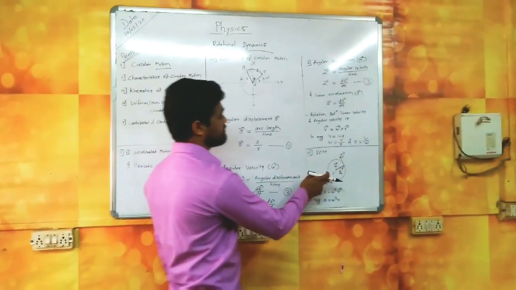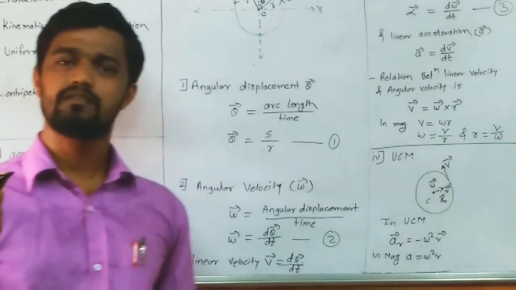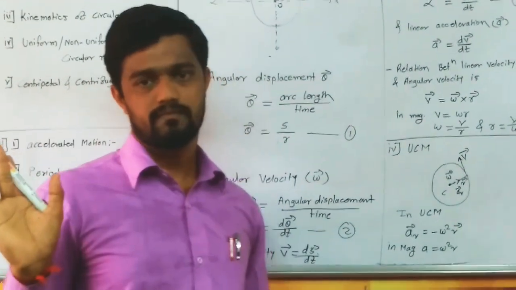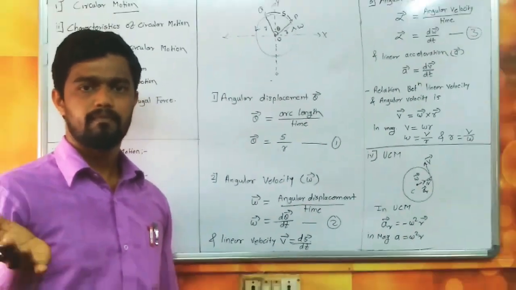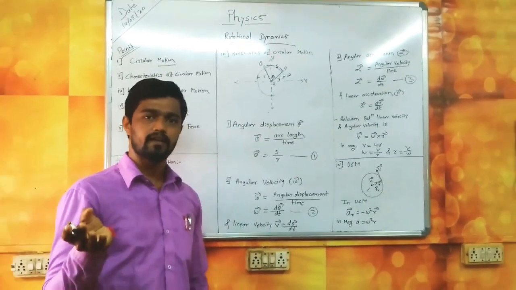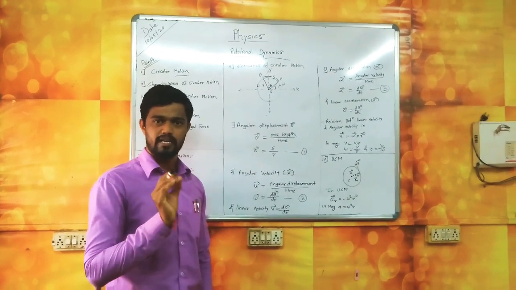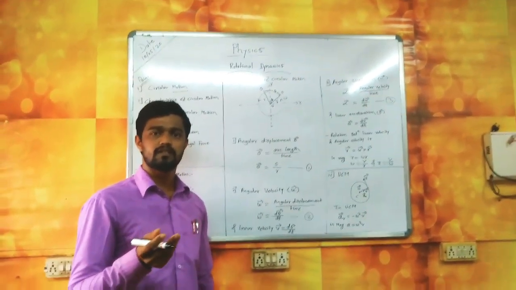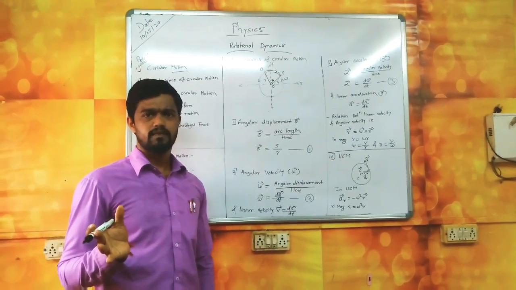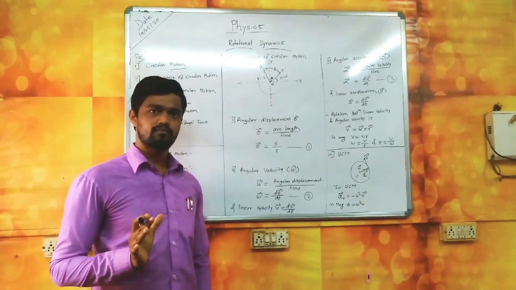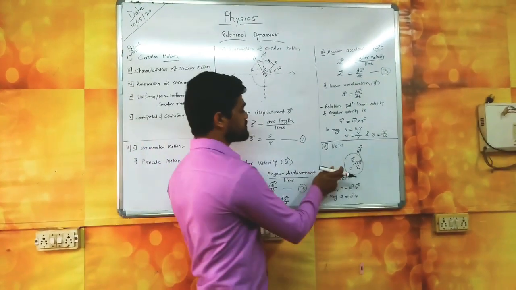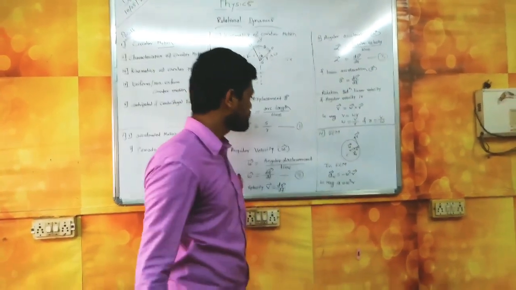Let us see here. What is uniform circular motion? The speed of a particle remains constant. It's called UCM. And in non-uniform circular motion, the speed of a particle is not constant. It's called non-uniform circular motion. Okay? In uniform circular motion, let us see this diagram.